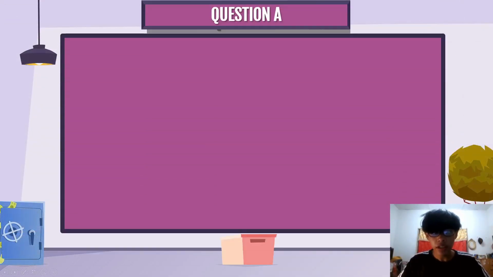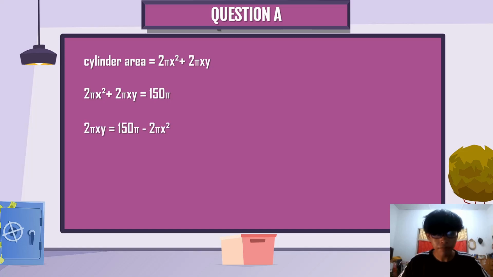Firstly, to solve question A, the first step is we must know and write the cylinder area formula, which is 2πx² + 2πxy. And then equate the formula with the cylinder area that is already given, which is 150π. And then move 2πx² to the right because we want to find y in terms of x. Next, move 2πx to the right, and it will become y = (150π − 2πx²) divided by 2πx. Next step is to separate if we want to simplify it easily.